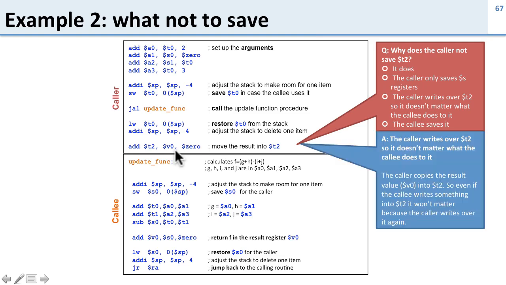Well, the answer to this is the caller is writing over T2. It doesn't matter if the callee puts something in T2, because the caller is immediately going to replace it by moving this V0 into T2.